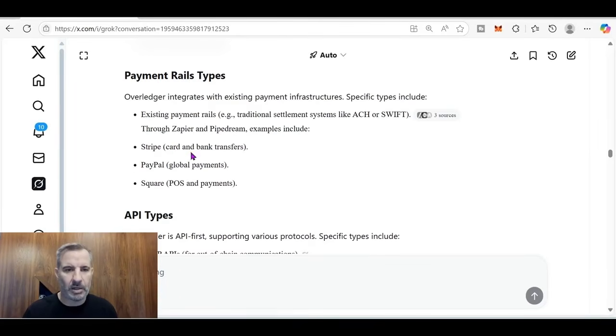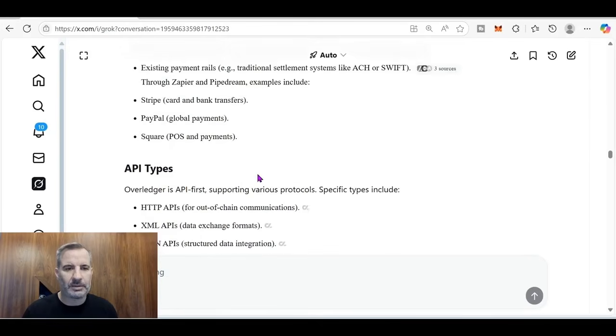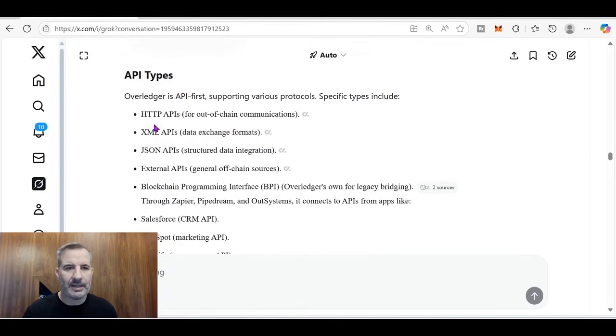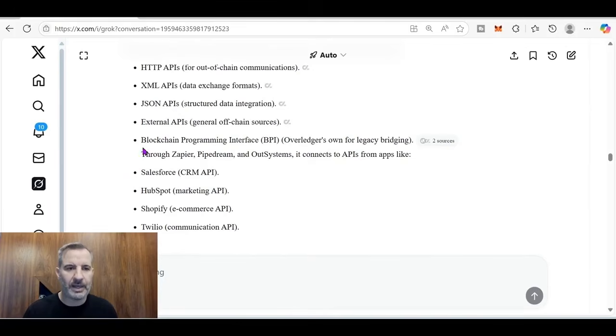so bank cards and bank transfers, global payment systems like PayPal, Square, POS and payments, API types. So it can connect HTTP APIs, XML APIs, JSON APIs for structured data integration, external APIs, blockchain programming interfaces.